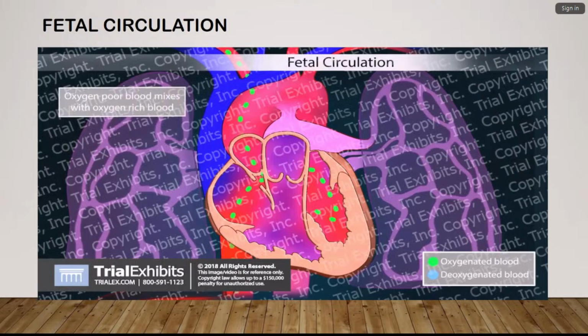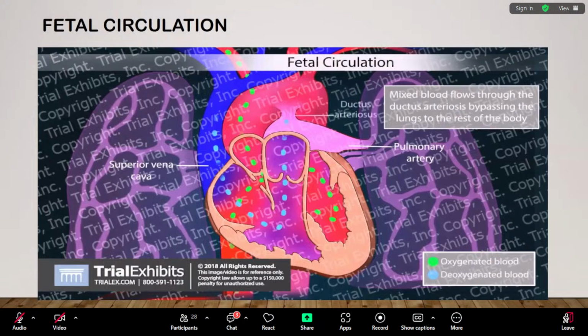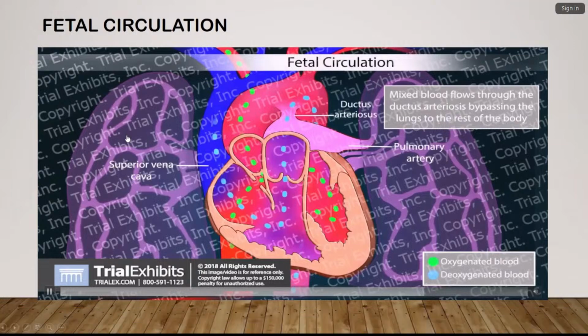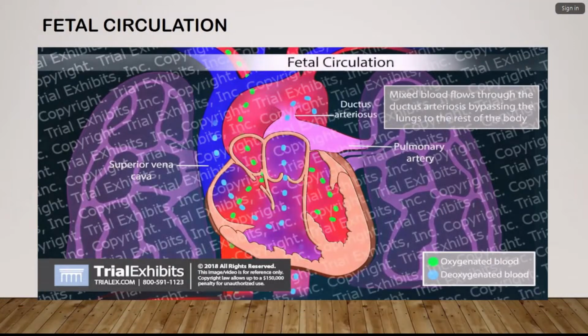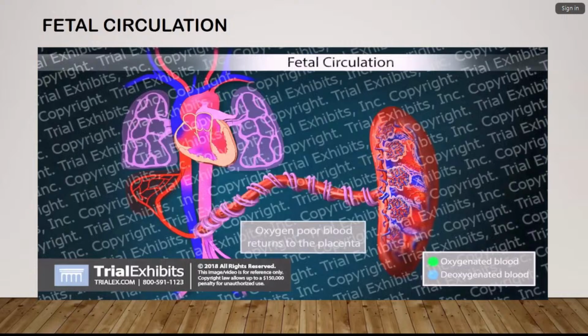Now, the remaining blood which comes from the superior vena cava and inferior vena cava reaches the right atrium, right ventricle and pulmonary artery, and goes to the systemic circulation via the ductus arteriosus and supplies the rest of the body. Only 8% of the right ventricular output flows into the lungs, providing nutrients for the development of the lungs.